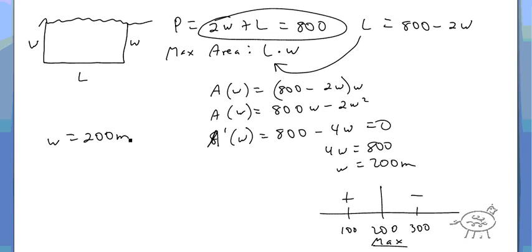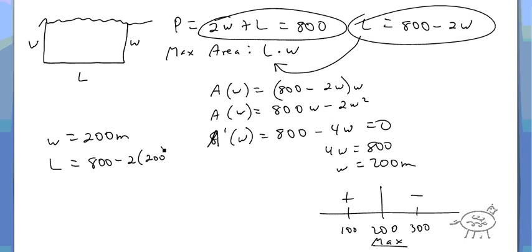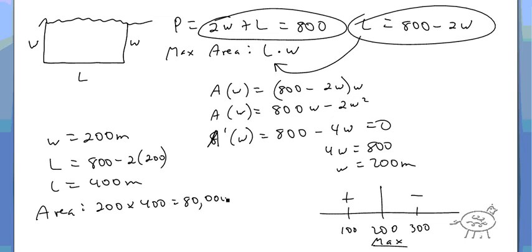And the length, we already have an equation right up here, right? 800 minus 2 times 200. So length equals 400 meters. And then to find out the area, it's just 200 times 400, which is 80,000 square meters. All right, not too bad. Let's go on to number 10.